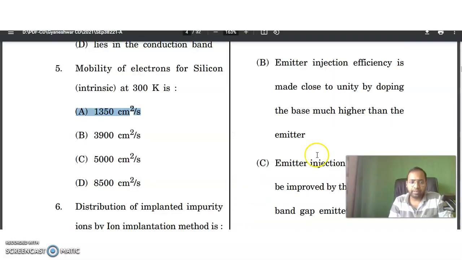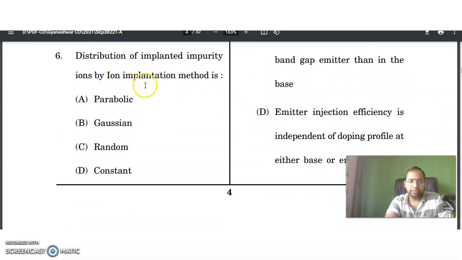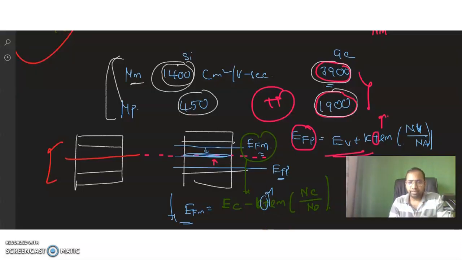Fine. Now coming to the next question, that is: distribution of implanted impurity ions by the ion implantation method is what? Generally in VLSI, that means in the IC fabrication process, ion implantation is one of the steps. So let's have a look at where we get this ion implantation step. Usually we follow different steps in IC fabrication.